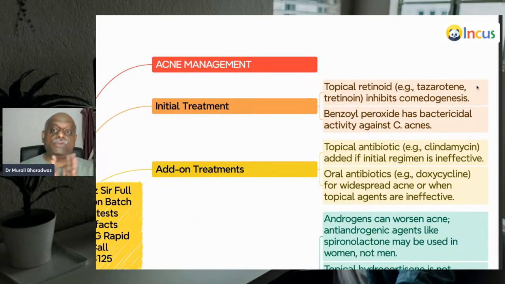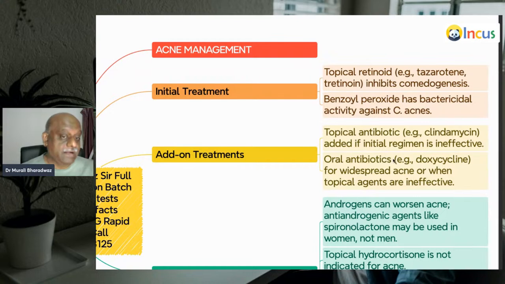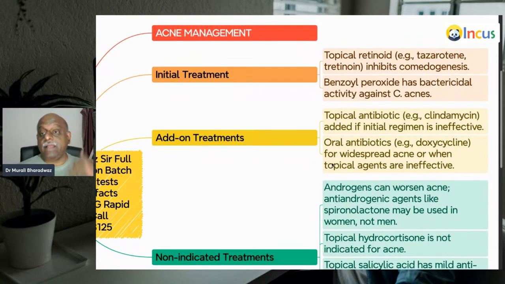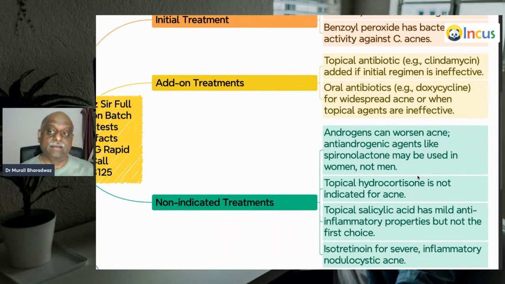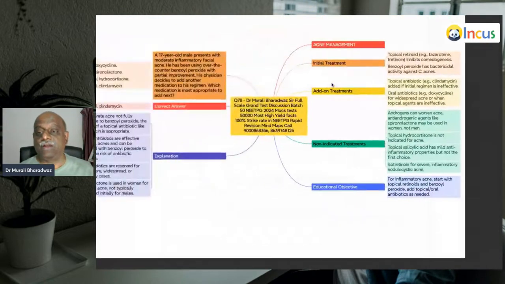Topical retinoid, adapalene, tretinoin, they all inhibit comedogenesis. Benzoyl peroxide has a bactericidal activity against the acne. Then add-on is topical antibiotic like clindamycin. Then oral antibiotic like doxycycline. For widespread acne or when topical agents are ineffective, then you give doxycycline is what you have to remember.